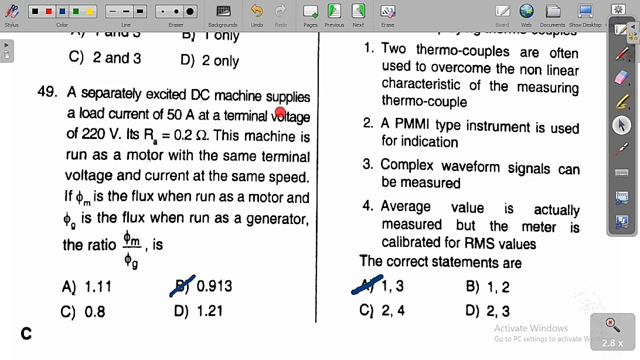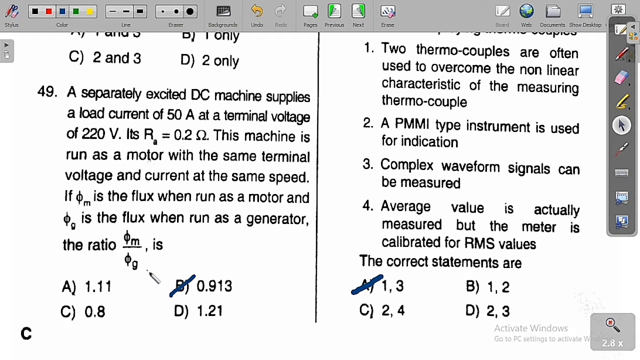So a separately excited DC machine supplies a load current of 50 ampere at a terminal voltage of 220 volt. Its Ra is equal to 0.2 ohm. This machine is run as a motor with the same terminal voltage and current at the same speed. If Φm is the flux when run as a motor and Φg is the flux when run as a generator, then what is the ratio of Φm by Φg?